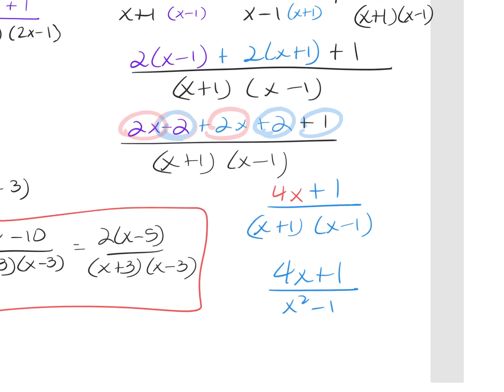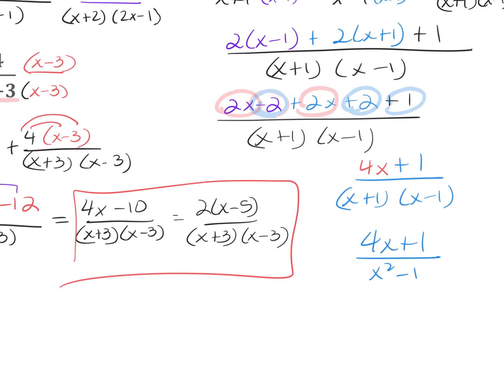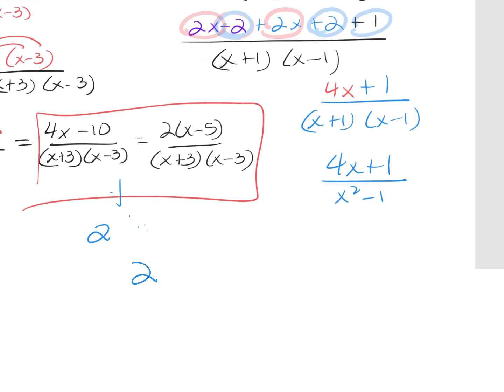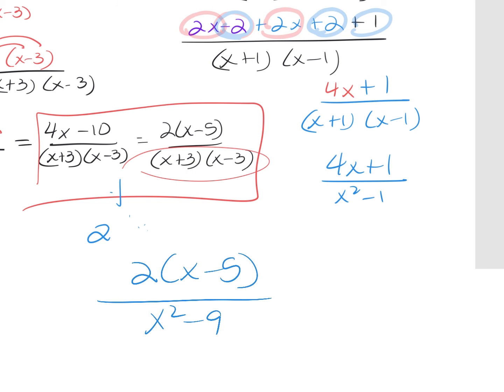You could have done the same thing on the one that I just boxed in red. If you wanted to have put it as 2x minus 5 over x squared minus 9. If you wanted to have FOILed that, you could have put it in as x squared minus 9. So just be able to recognize both forms. And that is it for the adding and subtracting.